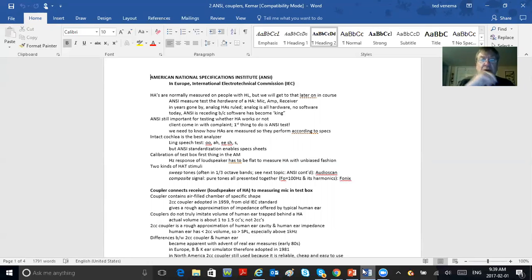ANSI is still important for testing whether a hearing aid works or not. When you're troubleshooting a hearing aid, it's good to run an ANSI test on the hearing aid to find out if it's working properly. ANSI gives you an electroacoustical analysis of the hearing aid. You need to know whether the hearing aid measured is performing according to specs.